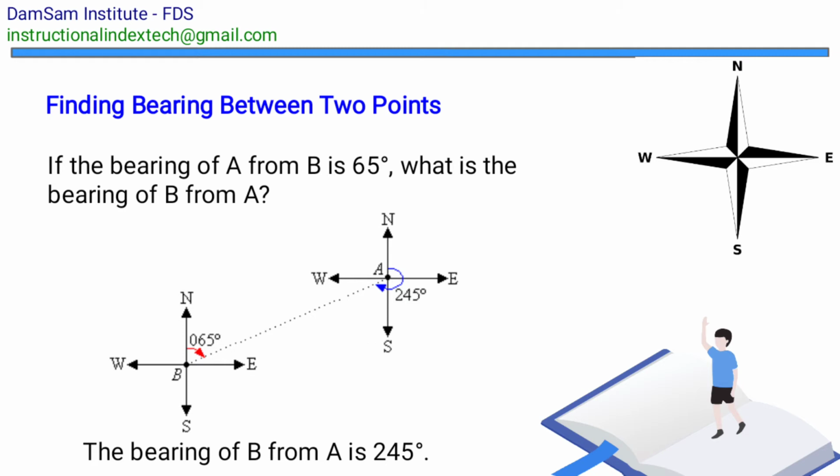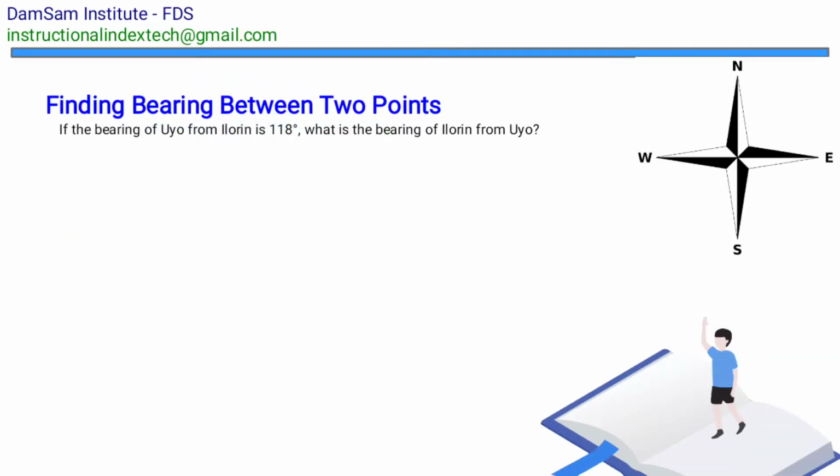So it will definitely be from that point that is mentioned that we go there to draw the angle clockwise from the north, then locate the other point. Let's look at another example. If the bearing of Uyo from Ilorin is 118 degrees, what is the bearing of Ilorin from Uyo?